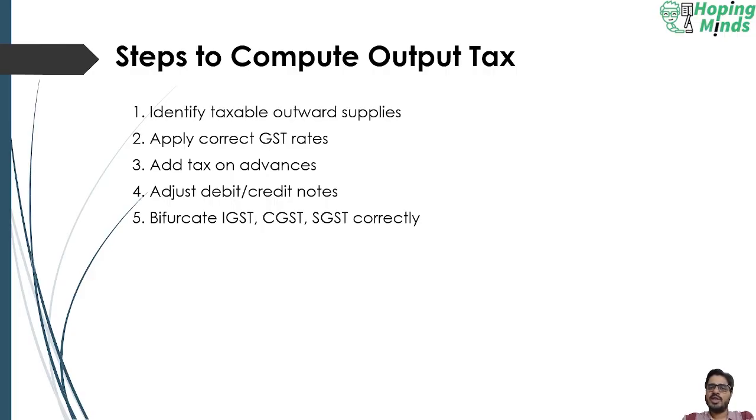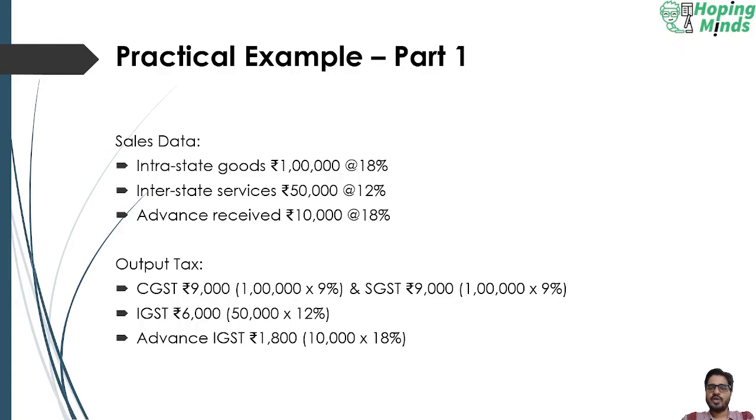So any debit note issued for any reason will increase the taxable value and tax liability of the seller, and the credit notes issued during the period will ultimately reduce the taxable value and final tax amount, and shall be adjusted from the total taxes that have been calculated so far. Then we have to bifurcate the IGST, CGST and SGST correctly in the GSTR 3B return. So let us understand how output tax liability is computed with the help of an example.